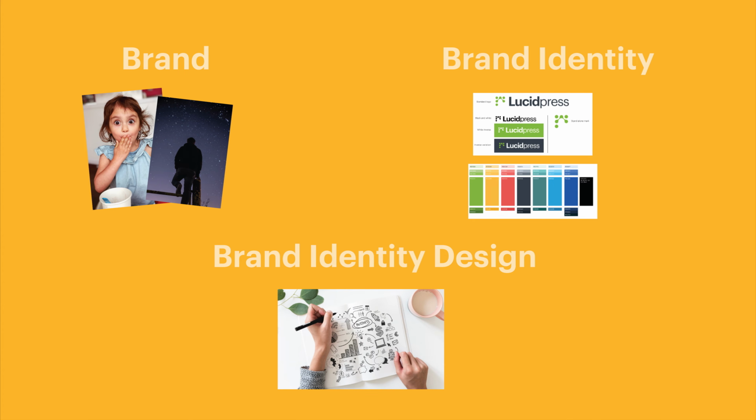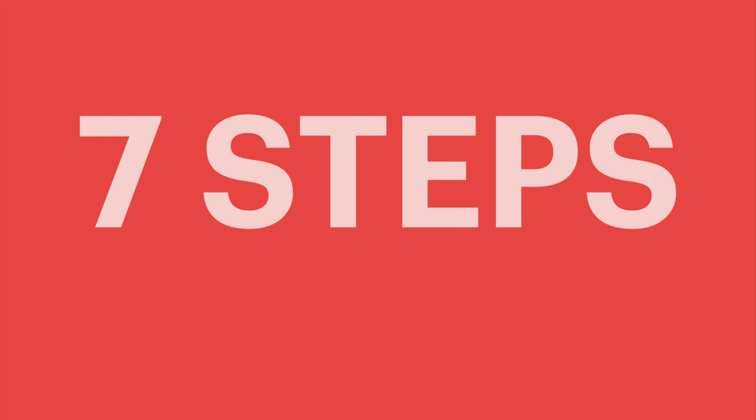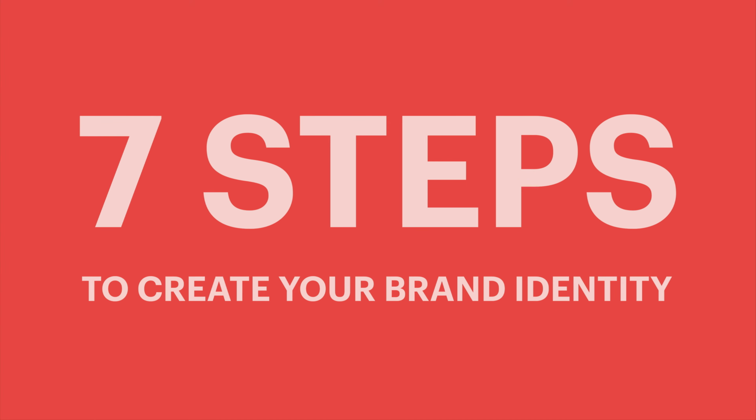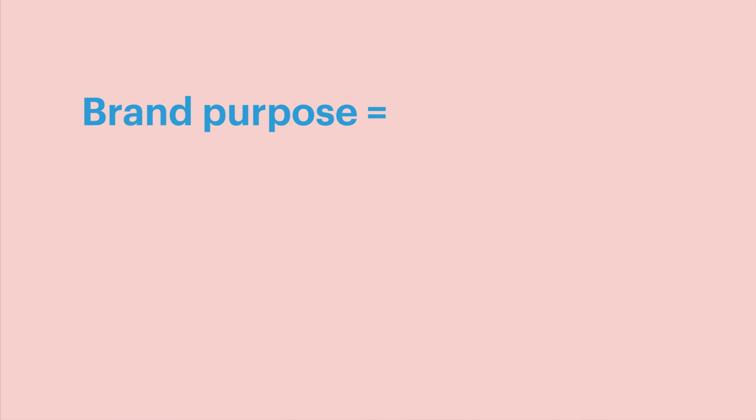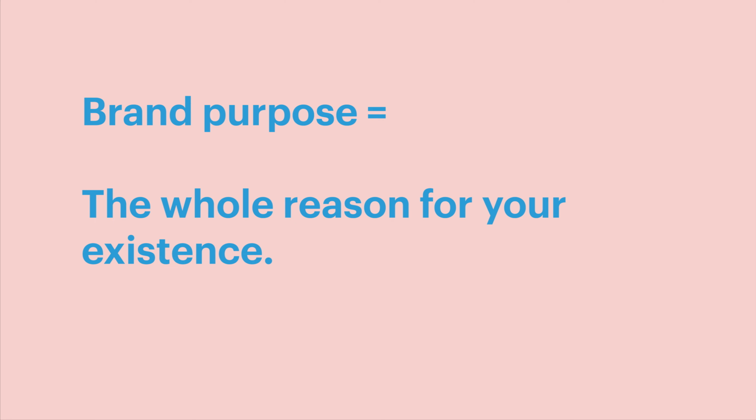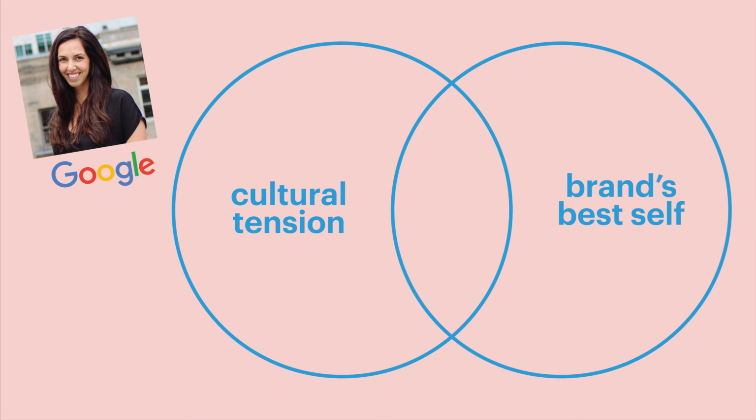So now that we've got definitions out of the way, here are the 7 steps to creating your brand identity design. First, establish clear purpose and positioning. Your brand purpose is the overarching reason for your existence. Ariel Jackson, a Google veteran, recommended using this diagram as a guide for determining your purpose. The intersection of these two is where your brand's big purpose comes to life.